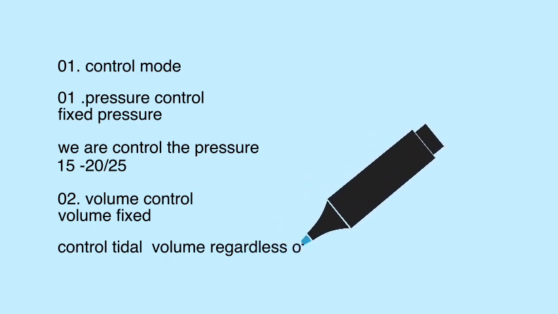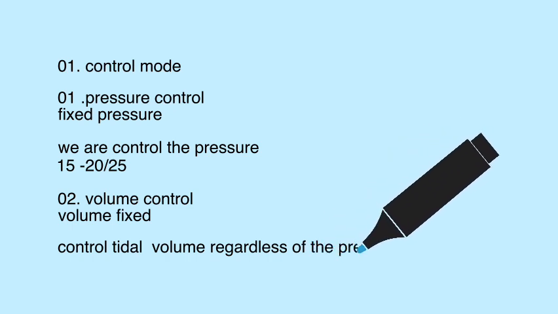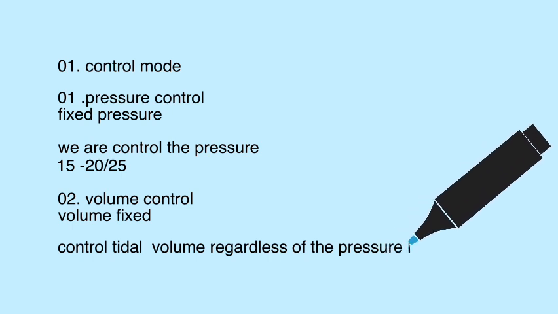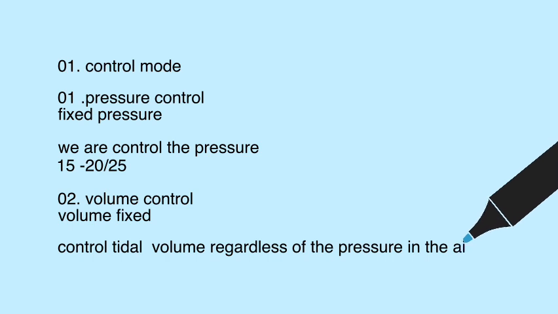Usually in ARDS patients, the lungs are very stiff, so we usually use pressure control mode to prevent barotrauma. Okay, in the next lesson I am going to discuss the SIMV mode.